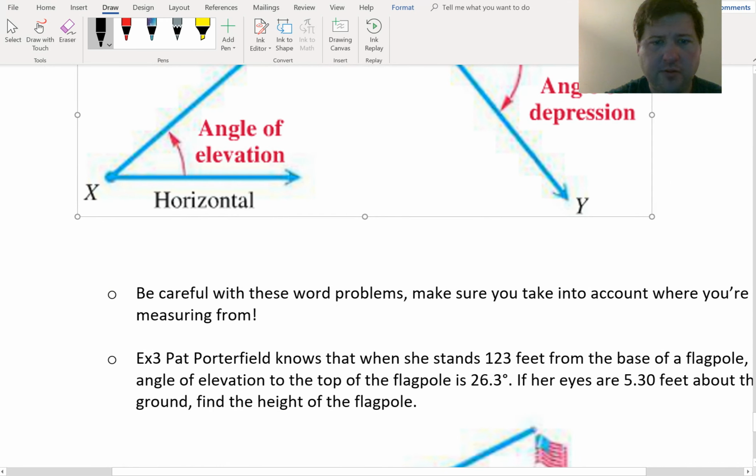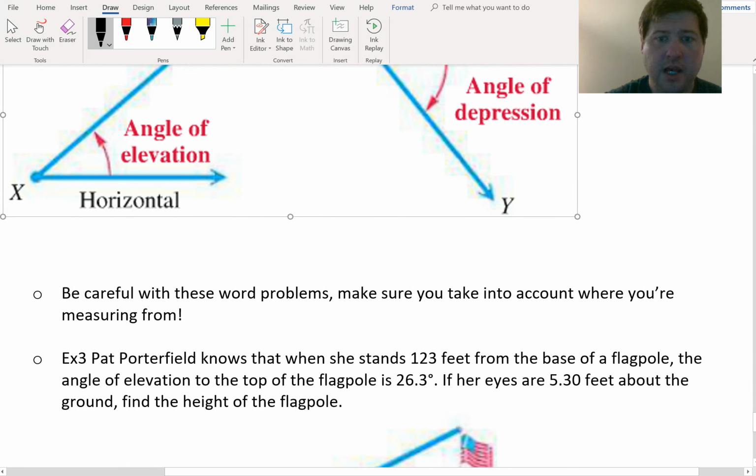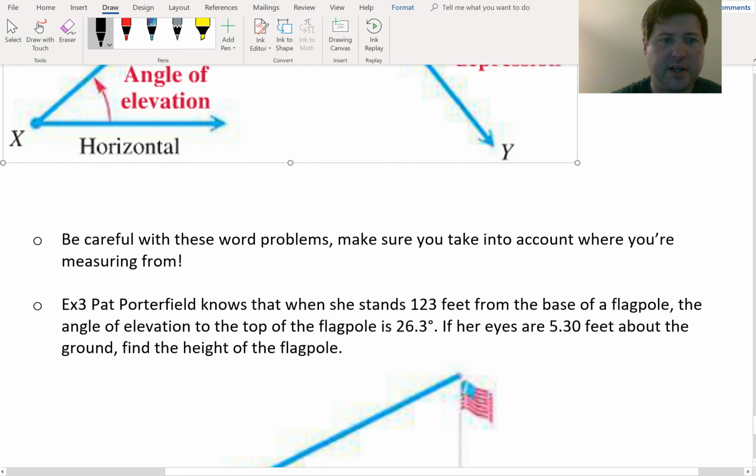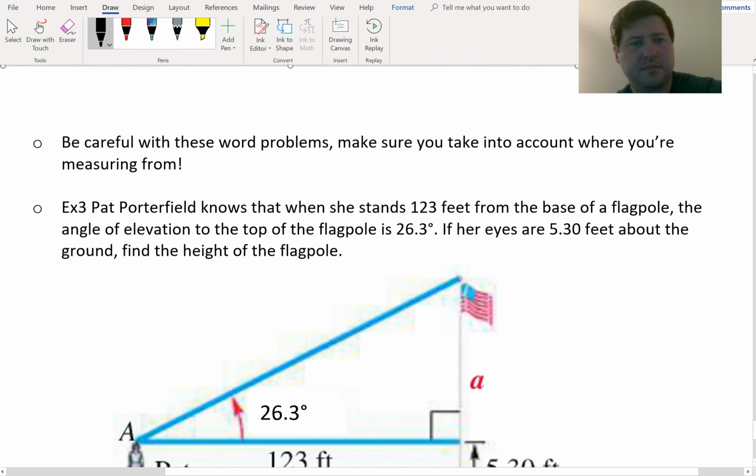One other thing, a lot of word problems, and I've seen a lot of these over the years, just a tricky little tidbit there. You're going to have to take into account where you're measuring from. And the example I give you does this, so you'll get to see exactly what I'm talking about.